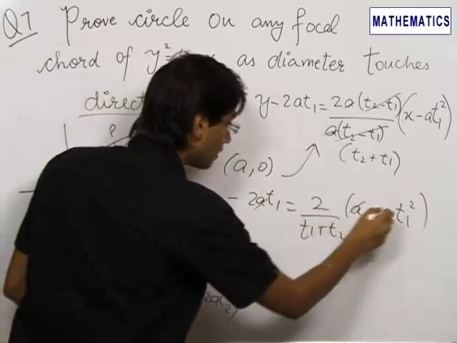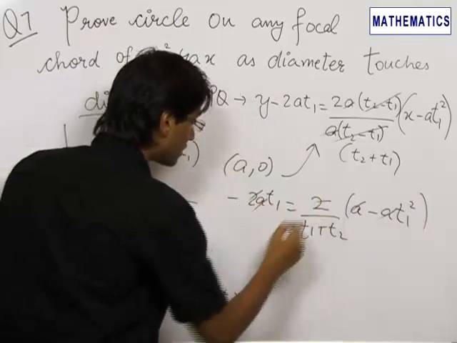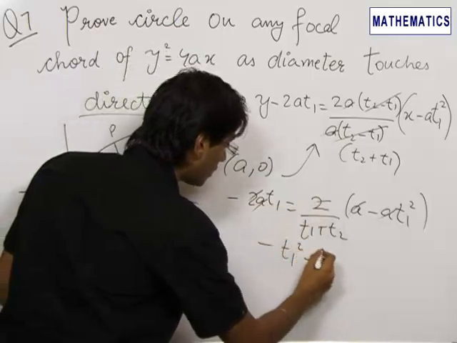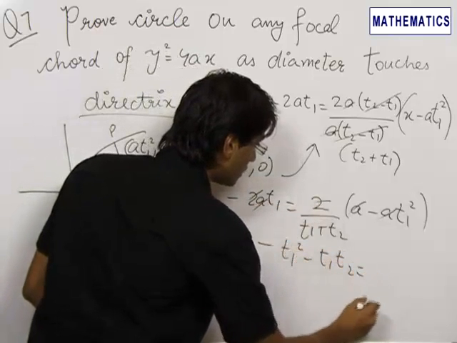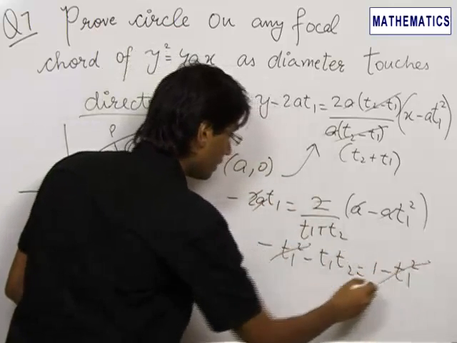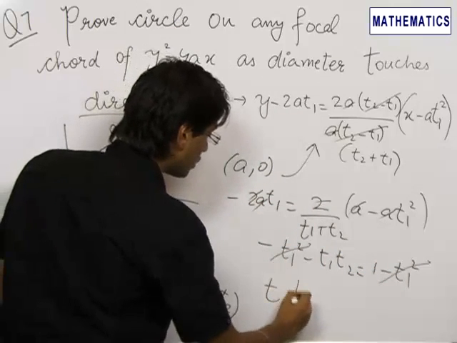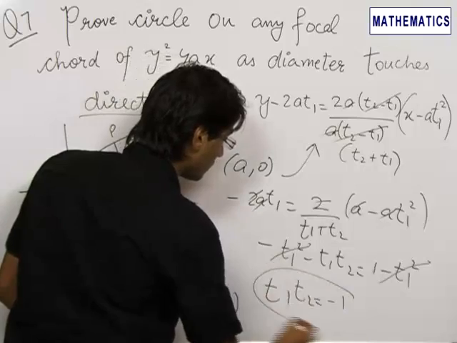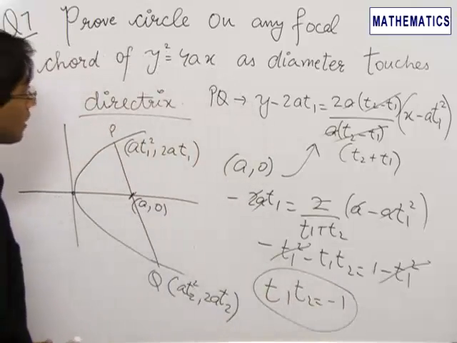This a gets cancelled, 2 gets cancelled, we get minus t1 square minus t1 t2 is equal to 1 minus t1 square. Hence t1 t2 is equal to minus 1. This is the first equation which we get.